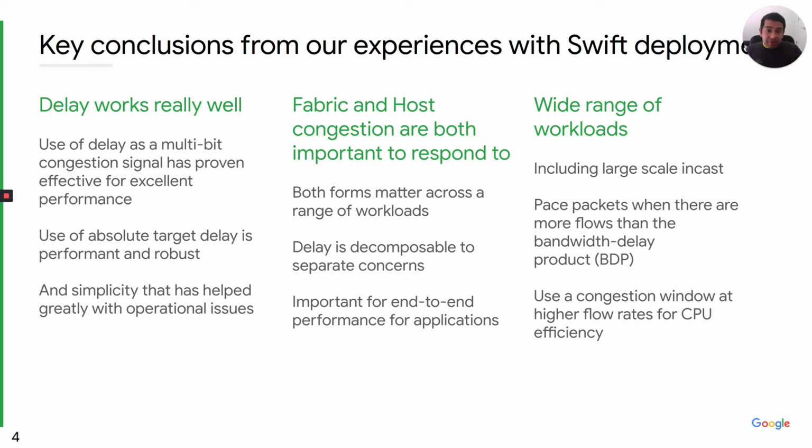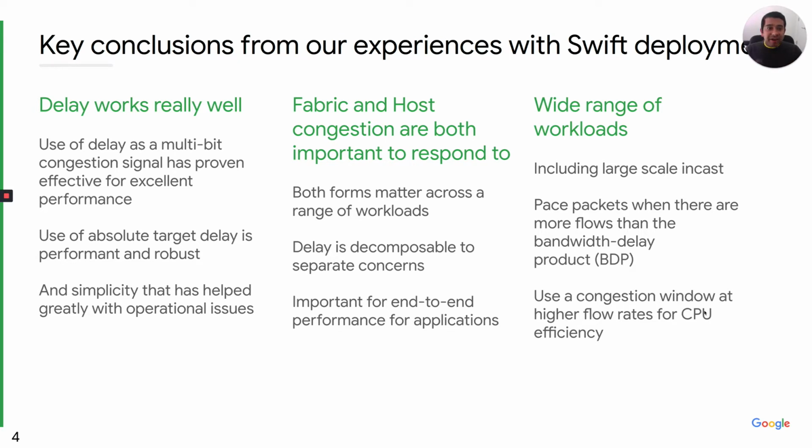Second, fabric and host congestion are both important to respond to. And initially we underestimated, like most designs do, this aspect. But what we realized is that both forms matter across a range of workloads. And what is nice about delay is that it is decomposable to separate concerns, to handle fabric congestion as well as host or endpoint congestion. And handling both fabric and endpoint congestion is also important for end-to-end performance of applications.